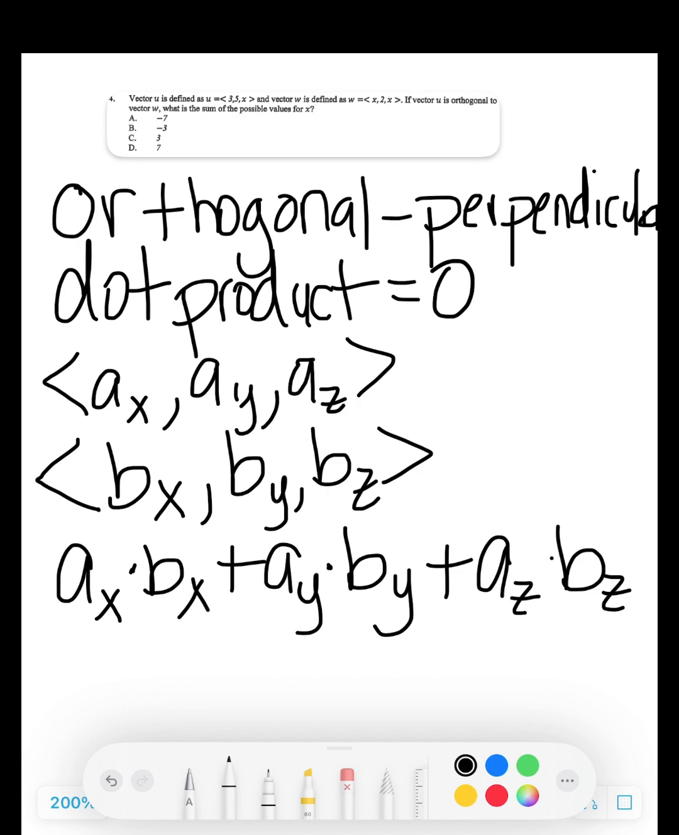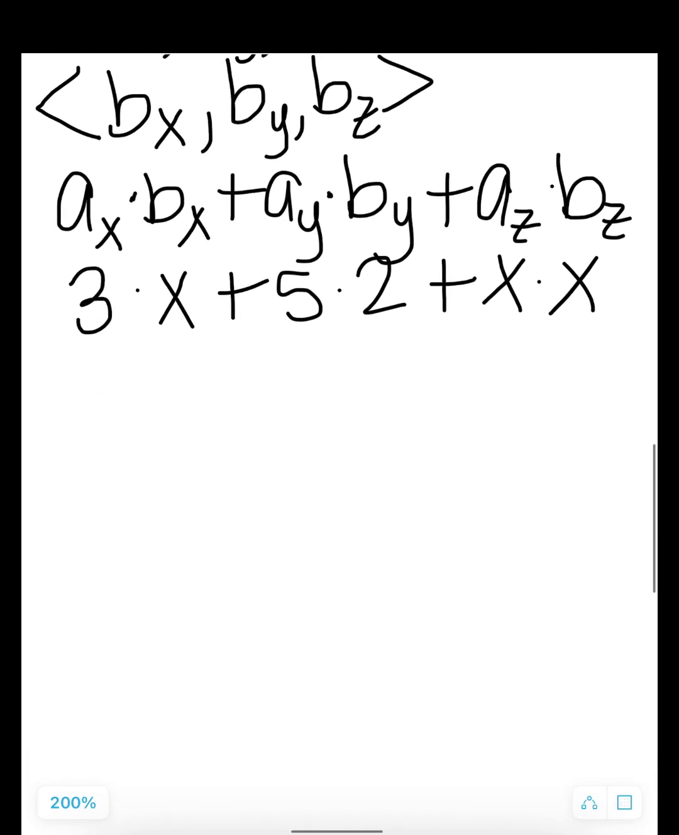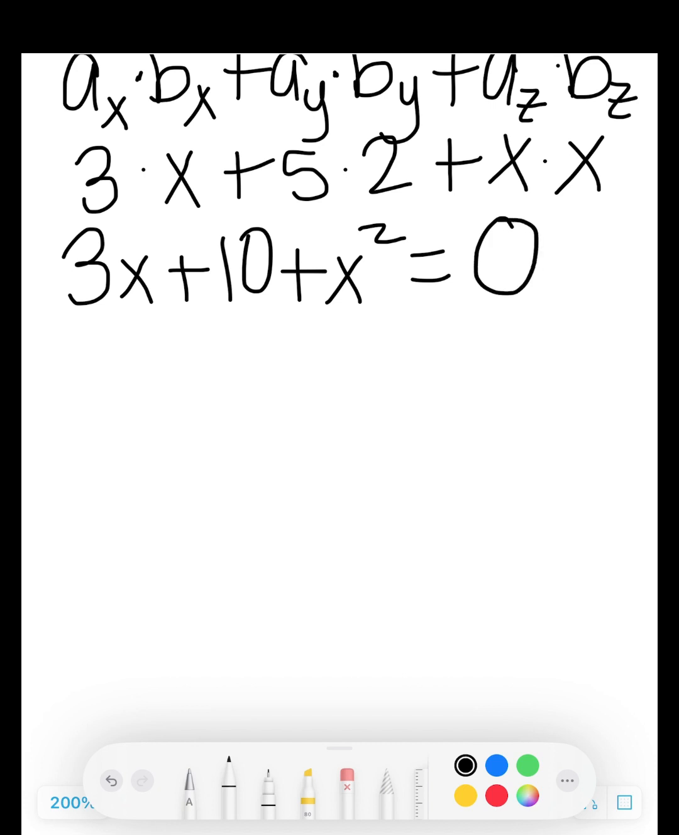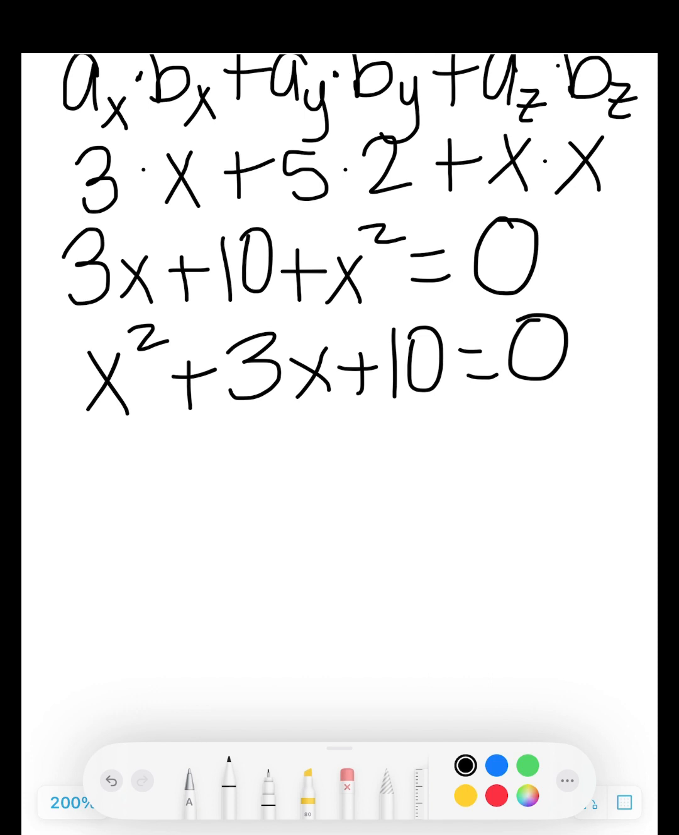So now we just need to plug in the information we know from our vectors. So we have 3 times x plus 5 times 2 plus x times x. Right? So we have 3x plus 10 plus x squared, and if we want it to be orthogonal, it has to be equal to 0. If you're paying attention, you'll know that this is a quadratic. We have x squared plus 3x plus 10 equals 0.